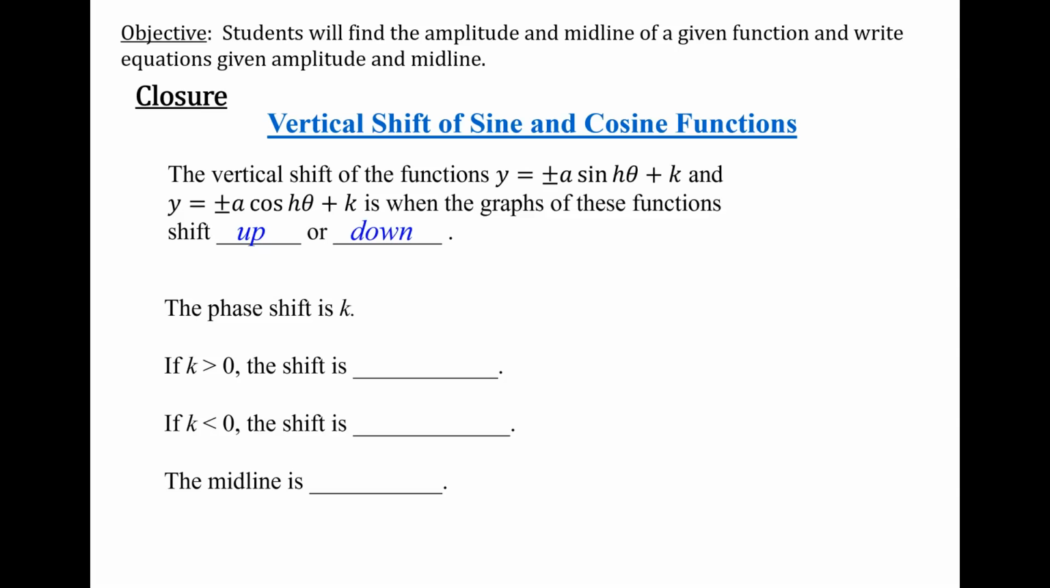The shift is k, and if k is greater than 0, positive, that means you should be going up. And if k is less than 0, meaning negative, then your graph is going to go down. And then the midline, remember that's whatever your k value is, so y equals k is your midline. Okay? All right, so that's the end of the second lesson.